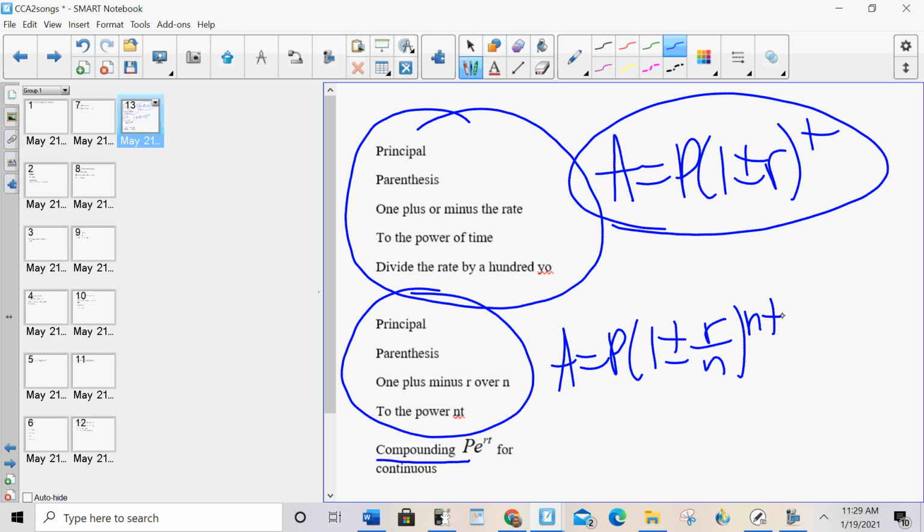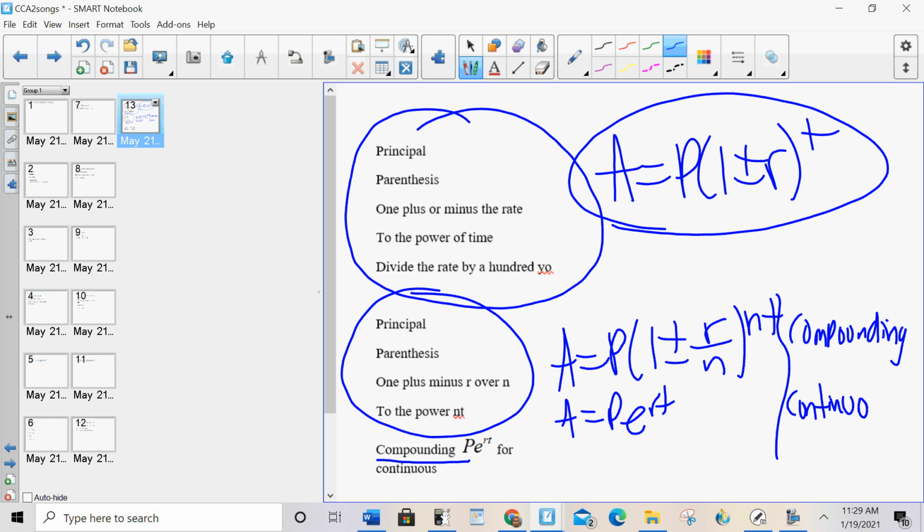That's for compounding. But there's a second formula, and that's PERT. And we use PERT if it's being compounded continuously. So if it's continuously, there is no n. We use PERT. If it's compounded annually, monthly, quarterly, weekly, daily, then we use the n formula.